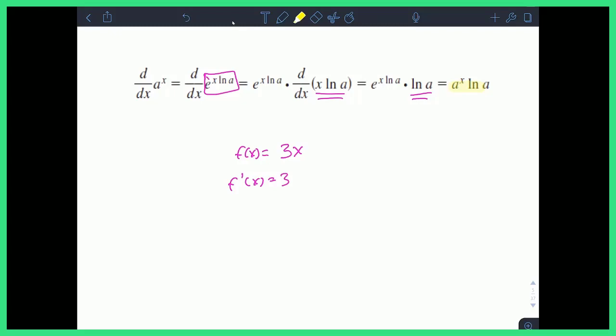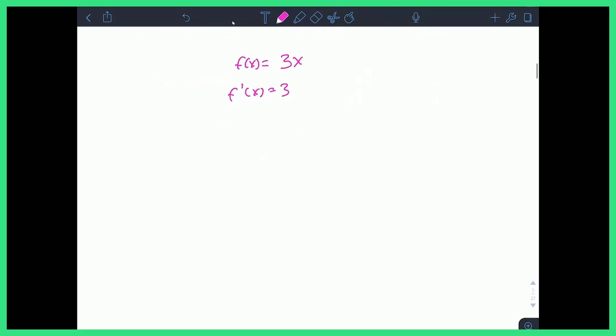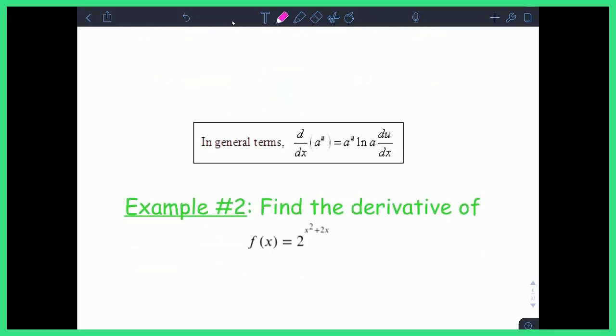But you must be careful, once again, with the chain rule. So here is the formula in terms of u. The derivative of a to the u is equal to a to the u times the natural log of a times du dx. This exponent is a u, and this is an a. I know it's a little hard to read with that typeface, but that's a u and that's an a, and we're multiplying by du dx. Okay? Let's try this example right here.